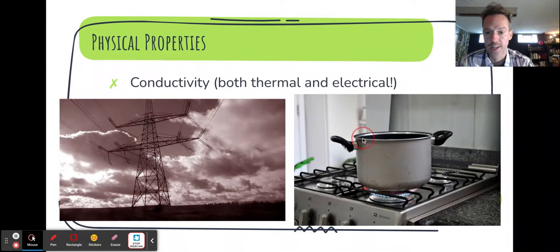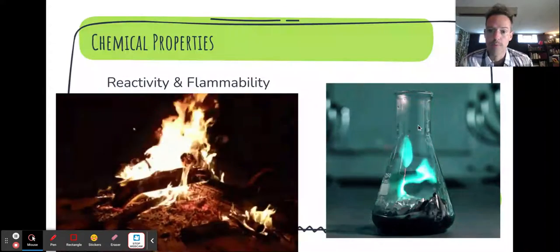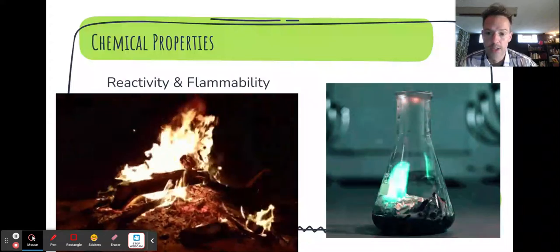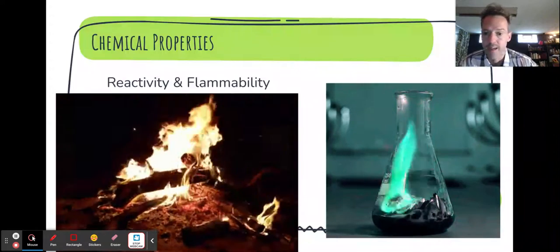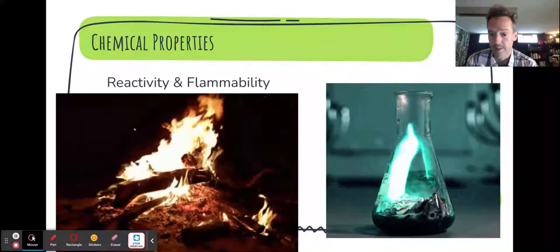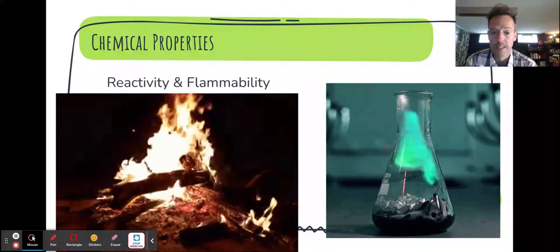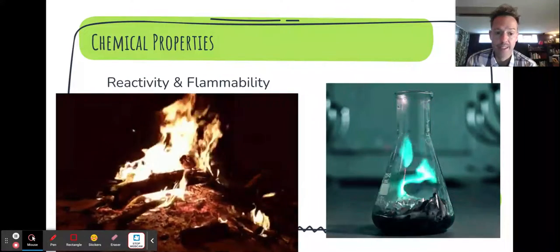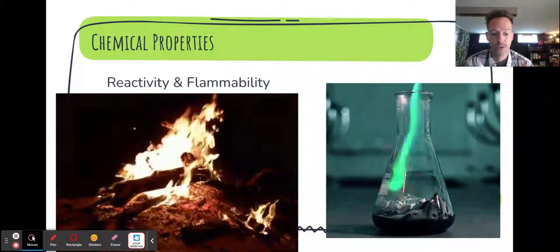Okay, so that's conductivity. Chemical properties, there's 2 of them, 2 big ones that we'll talk about: flammability and reactivity. Flammability is literally just, does it catch on fire? Is it flammable? Okay. Reactivity determines whether or not two substances react together. Do they react to form a new substance?